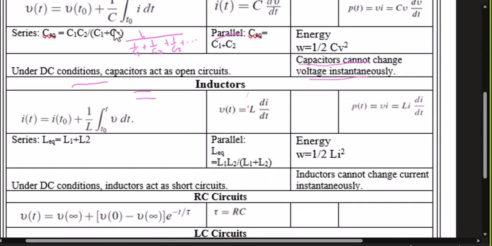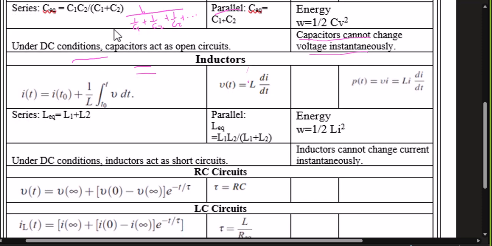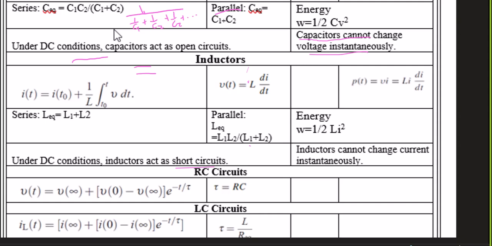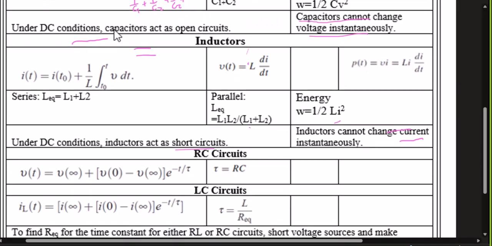And then I have the similar formulas for inductors, but inductors add like resistors. So inductors in series, you just add them together, and in parallel they do product over sum. So inductors add like resistors. And under DC conditions, inductors act as short circuits. And they can't change current instantaneously. They can change voltage instantaneously, but not current.